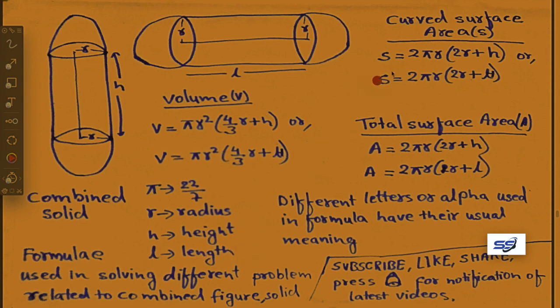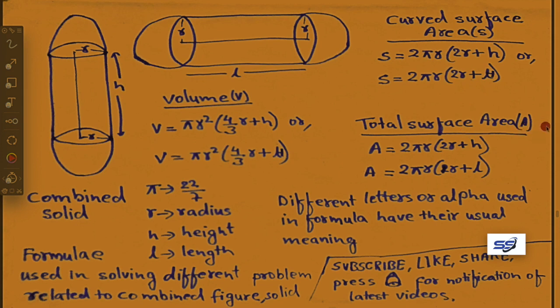Similarly, we'll see our next formula. Curved surface area is denoted by S equals 2 pi r in parentheses 2r plus h, or S equals 2 pi r 2r plus h. This is our formula. The same thing comes here. In this formula also we have used pi, r, h. All these have the same meaning as here: pi means 22 upon 7, r is radius, h is height, l is length.